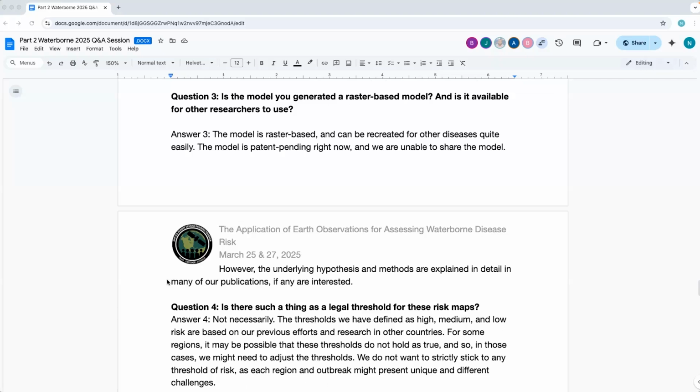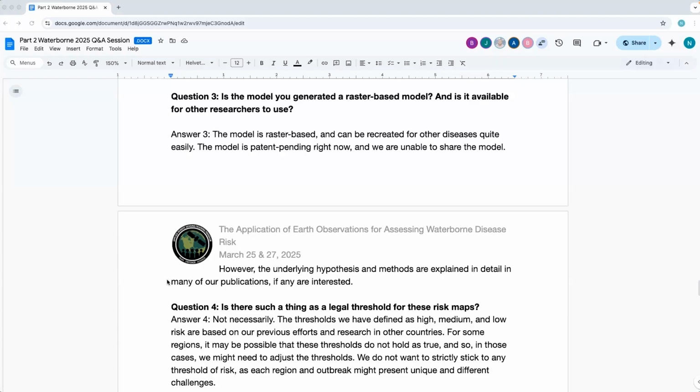so that they can make overarching policy decisions. But the main output is raster based, and the only thing is we can't share the actual model toolkit with you, as it's patent pending right now. So we're unable to share that. But it very much is something that is not particularly difficult to make. We made it using GIS software, and I'll actually talk about that a little bit more later on. There's another question about it.